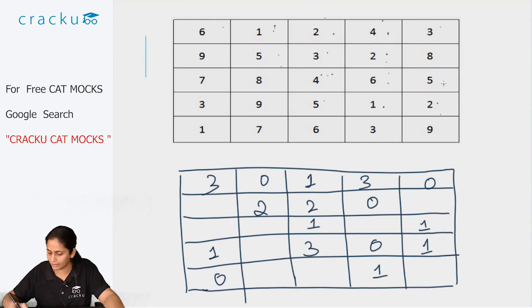By 5 on the right. So 3 people till now. By 1 on the bottom. So 4 people till now. By 3 on the bottom. So 5 people till now. And by 4 on the right. So 6 people in all can reach this 6.